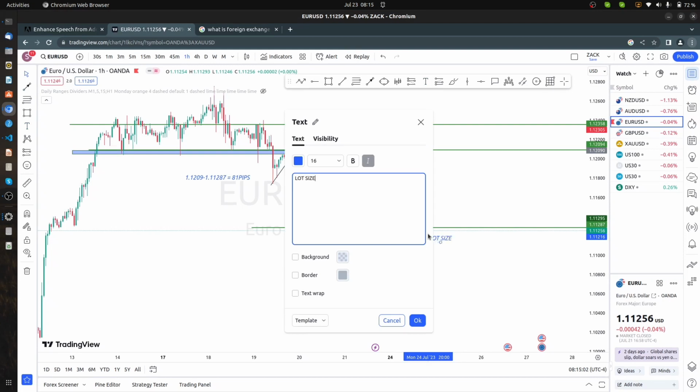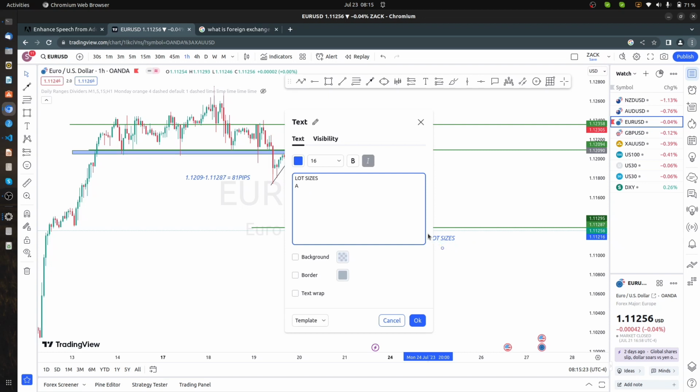Your profits are going to depend on your lot sizes. Again, remember these lot sizes depend on your account size. The lot sizes you're using are going to depend on the size of your account, because let's say you have something like $100. You cannot execute a one lot size on a $100 account. But let me tell you first about the lot sizes.